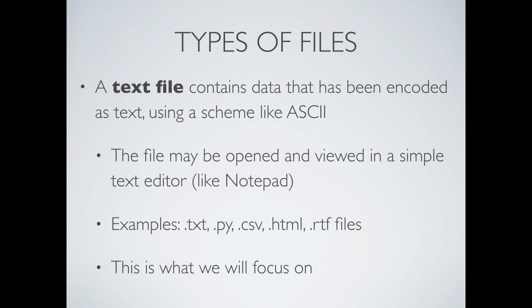So examples of files that can be opened with a simple text editor, TXT files. You know, those are just basic text files. Python files actually are text files. You can open them with any basic text editor. .csv file, CSV stands for comma separated value. That is a way that you can store Excel spreadsheets, and we'll talk about that more in a bit.